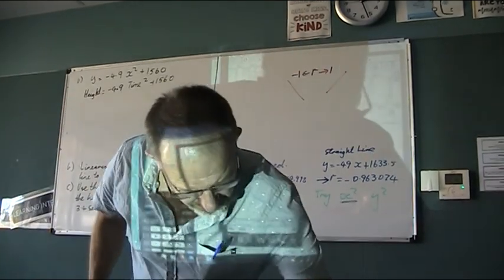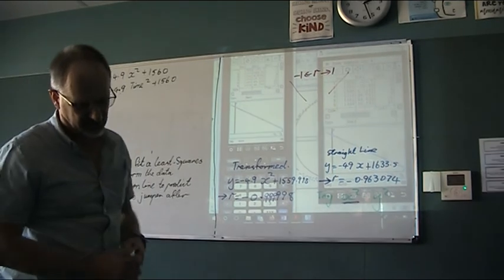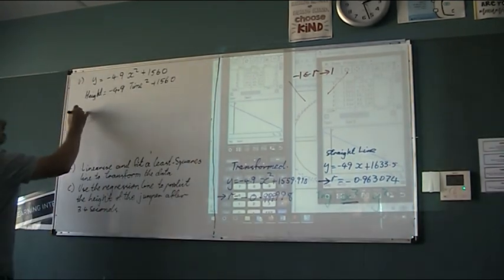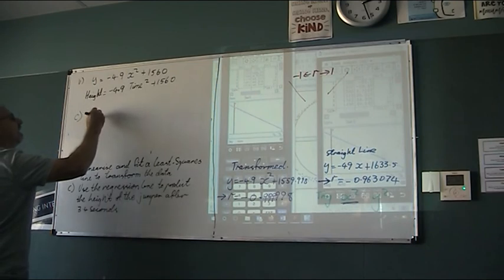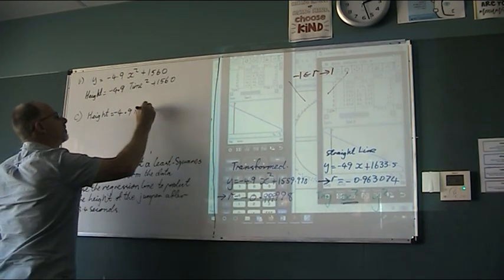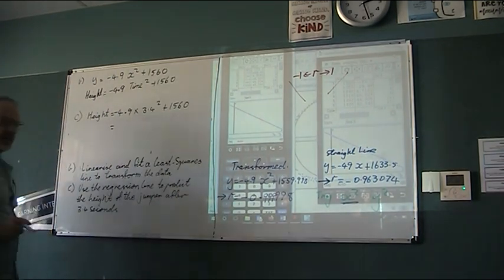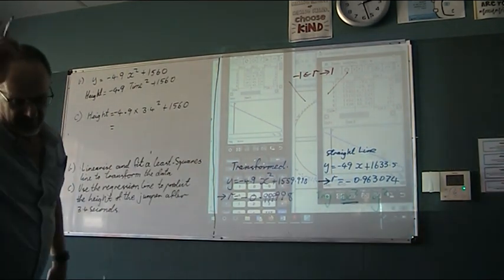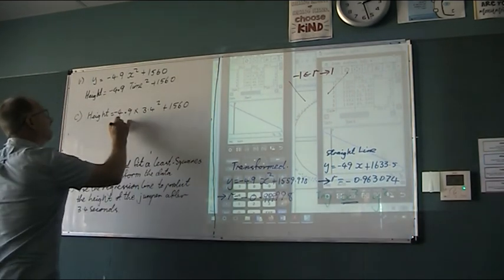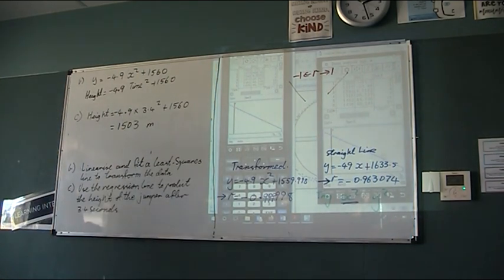All right. So there's part C, which says the height after 3.4 seconds. What do we do? Substitute is what we do. Negative 4.9 times 3.4 squared plus 1560. Put that in our calculator. And because I've prepared one earlier, you get 1,503 metres. Oh boy. Oh boy, yeah. Oh boy.